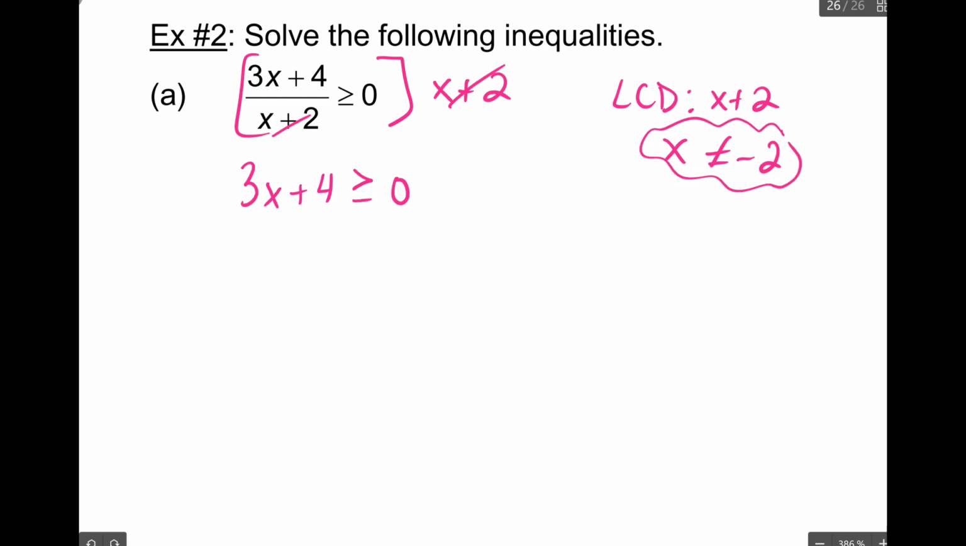Alright, so keep that in mind, x cannot equal negative 2. So we're just trying to use our rational equations information. Okay, so I'm solving for f of x. So I have 3x plus 4 is greater than 0, so minus 4 on both sides. 3x is greater than negative 4. So x is greater than or equal to negative 4 over 3. Okay, so we can do that.